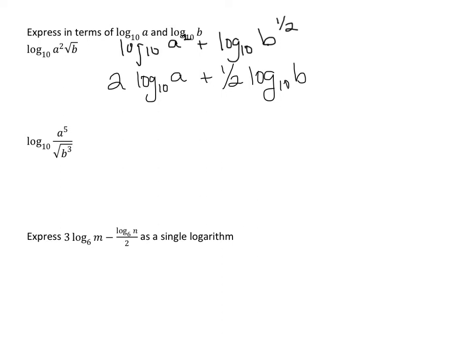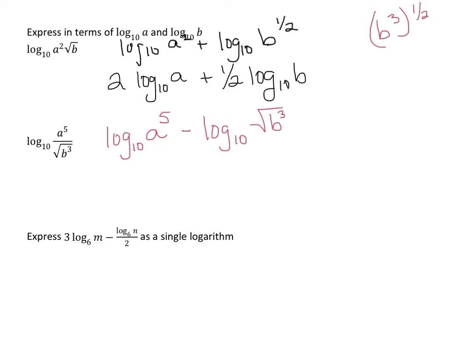Taking a look at the next one. Again, I always start writing out the most simple form, and I do these in steps. Logarithm base 10 of A to the 5th. I'm dividing, so I subtract. Logarithm base 10, the square root of B cubed. Now again, the square root of B cubed, I'm going to do off to the side. That's B cubed to the 1/2.